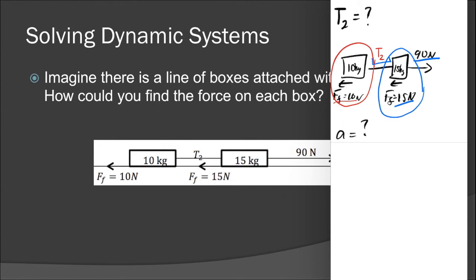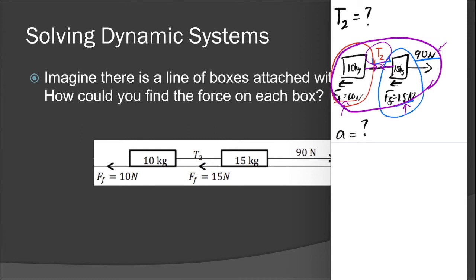So we will look at our third option, choosing both 10 and 15 kilograms as our system. Here we have 90 newtons pulling forward, 15 pulling backwards, 10 pulling backwards, and we also have our T2. But in this case, T2 is an internal force. So it is pulling forwards on the 10, but backwards on the 15. So these will cancel out, and we will have one unknown, which is our acceleration.